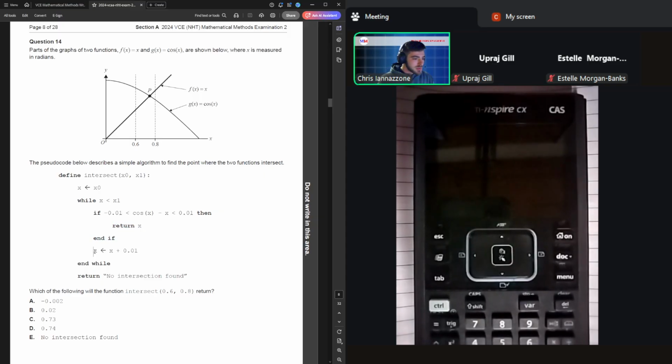Most of the time that's not going to happen, so we're just going to increment x. Specifically, we're going to shift it up by 0.01. So it was currently 0.6, now it's going to be 0.61. We're going to keep doing that until x is no longer less than x1. So essentially, we're going to keep doing that until x hits 0.8 or this happens first. If we hit 0.8, the return statement is going to be no intersection found, which would be answer E if we get there.